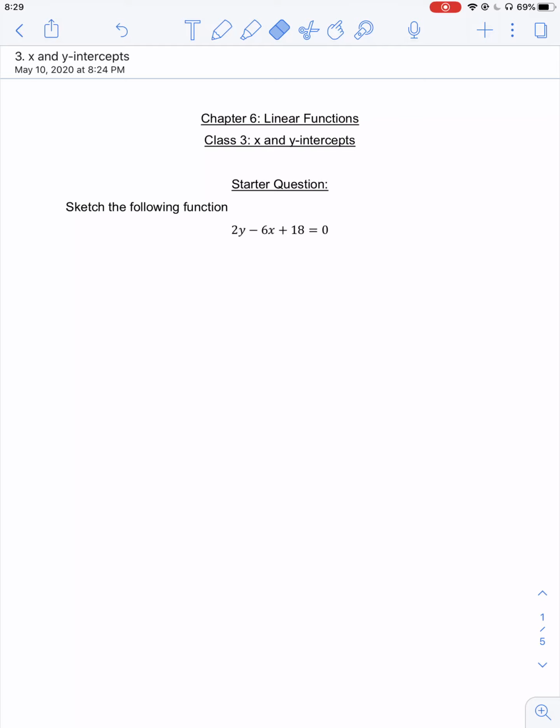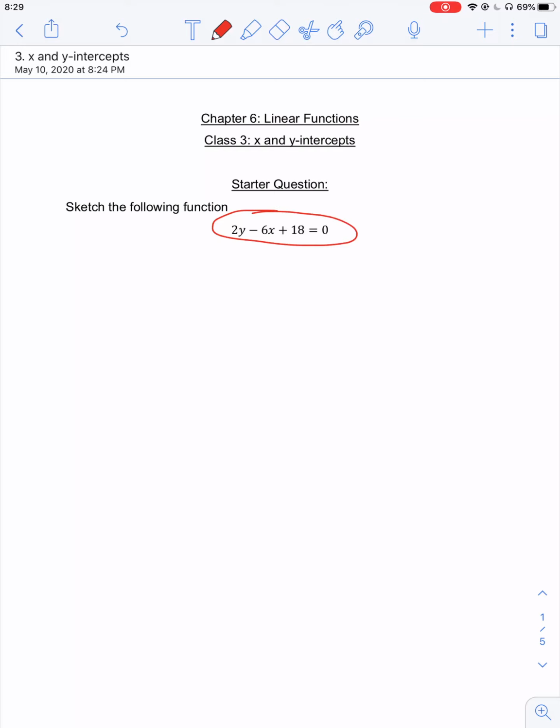Anyway, so how do you find the x and y intercepts? Let's just wait for that for now. That will be given to you in a moment. But for the starter question, I'm just going to ask you to graph this function.